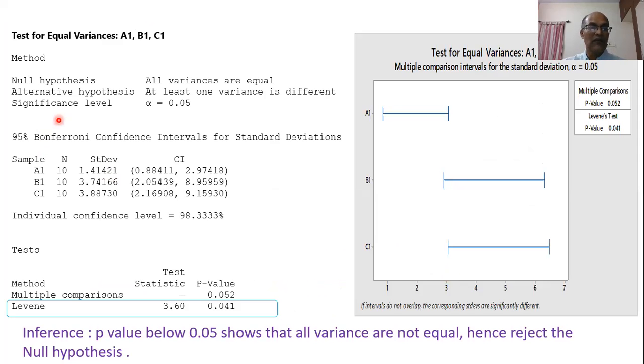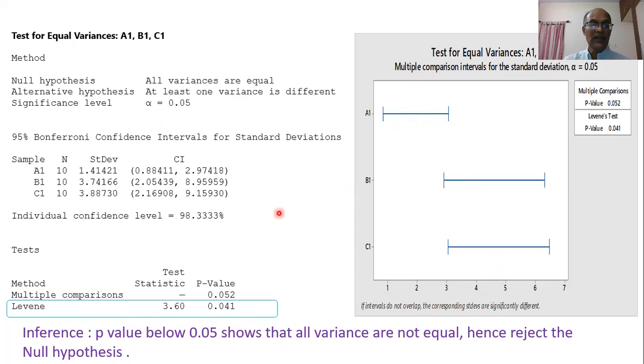Now if you see here, if you do the same test of equal variance that we did in the earlier case, the p-value is below 0.05, which means at least one of the variances is different from the other two. That means it is not qualifying the assumption criteria of the Anova study.